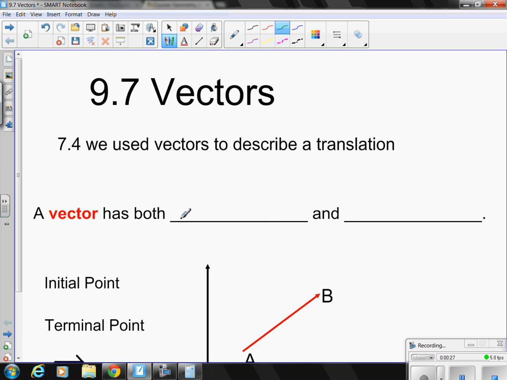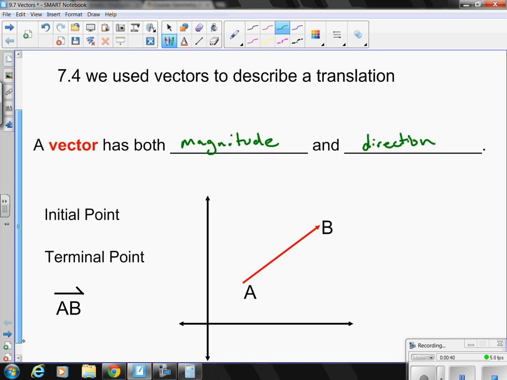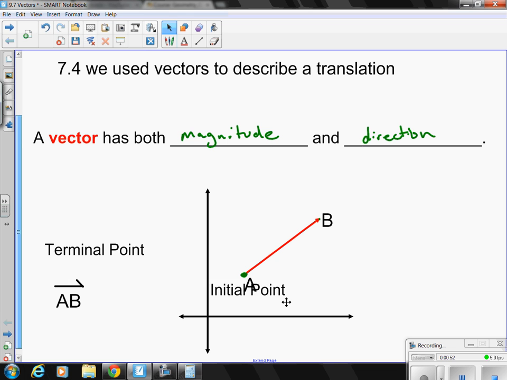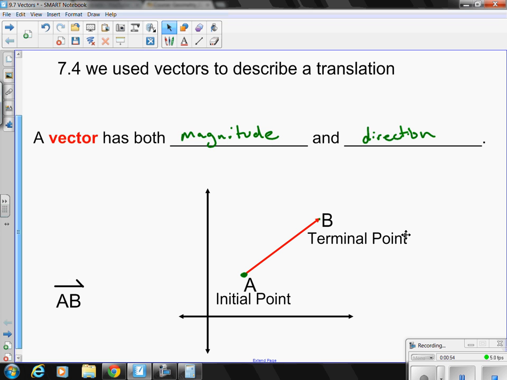We call how far we slide it the magnitude, and direction. These are important components of a vector. Okay, a vector has an initial point, the opposite end of the arrow where it's starting, and we slide it to the tip of the arrow. That's called the terminal point. Okay, initial point and the terminal point, and we label this vector with a half of an arrow.